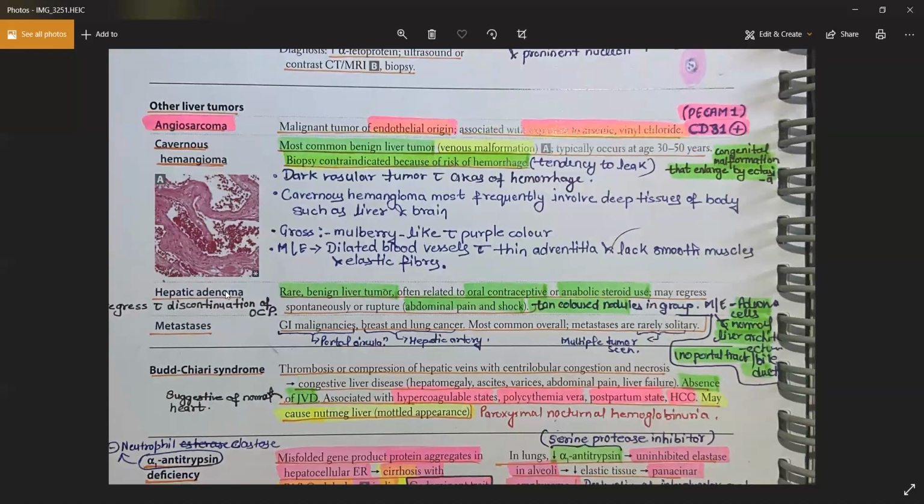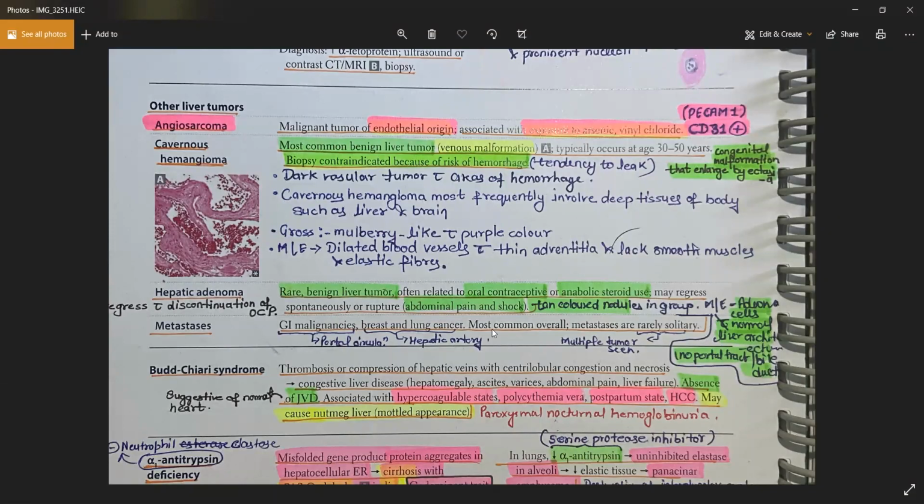The third type is the hepatic adenoma. Earlier we have studied about the carcinoma. This is the hepatic adenoma. It is only seen in females taking the OCPs. Very important. It is only seen in patients taking the OCPs, and as soon as the patient stops taking OCPs, the tumor will be resolved. The tumor will regress with the discontinuation of the OCP.